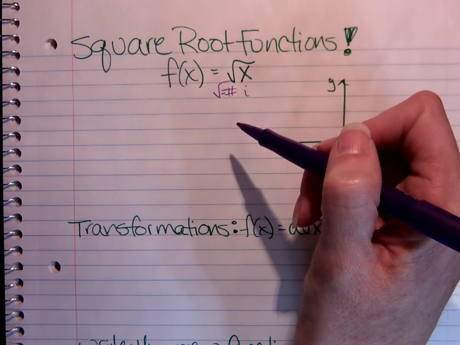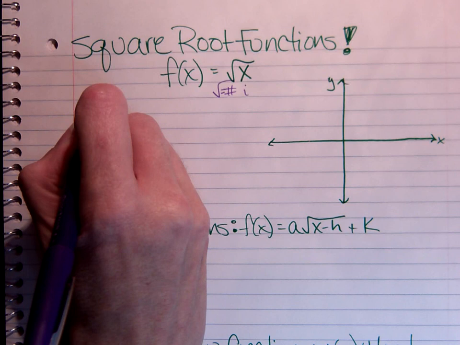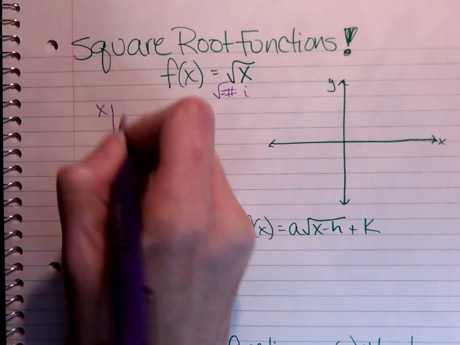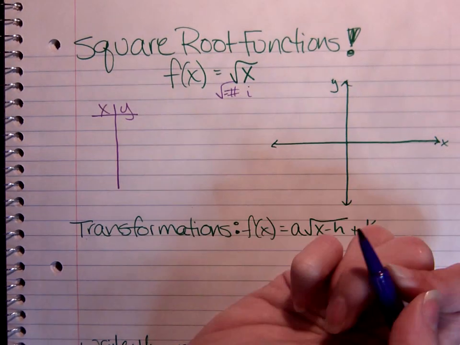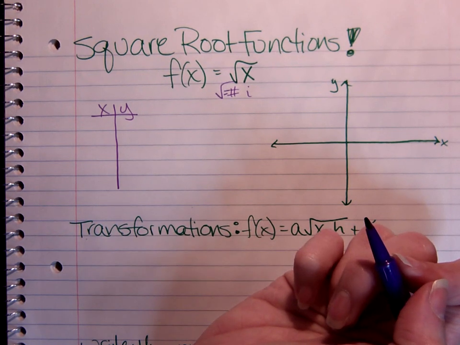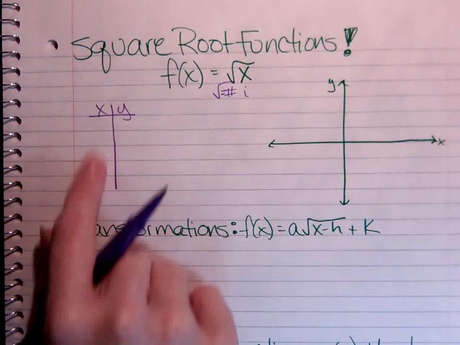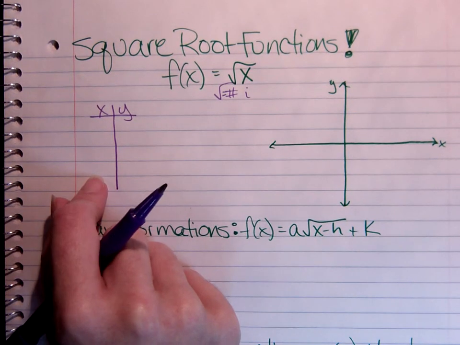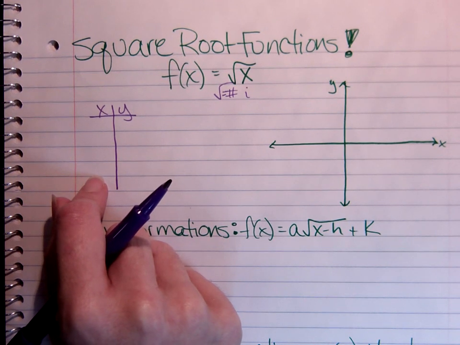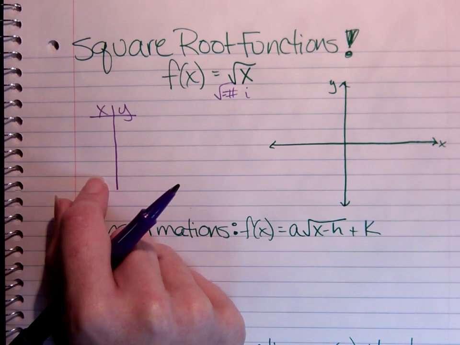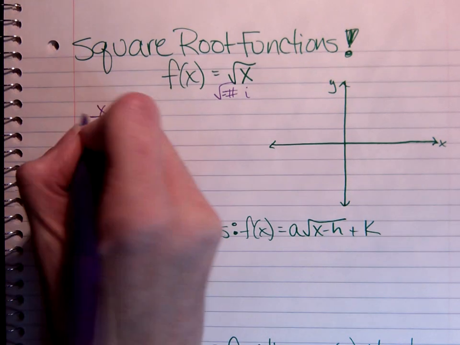All those decimal values happen because square roots create a lot of irrational numbers, right? We don't get integer solutions. So to make our table, we want to fill the x values with perfect squares. Those are the ones that are real easy to take the square root of. We get an integer value. We're comfortable with those. They're easy to plot. So we'll start at 0.